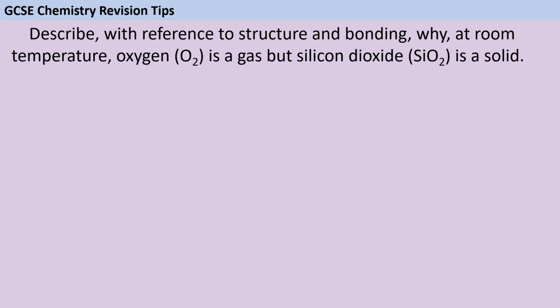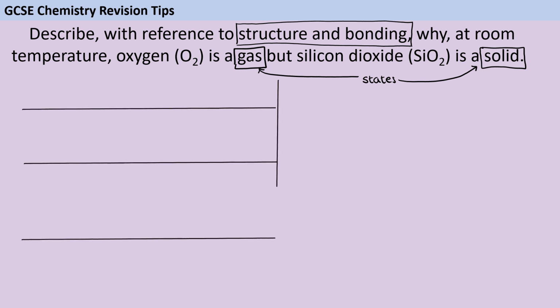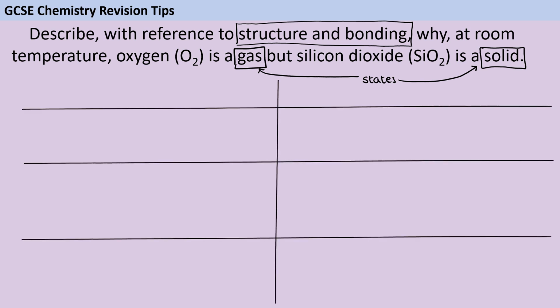And then the second reason is the structure of this. So in this question, we're asked about structure and bonding and why oxygen is a gas and silicon dioxide is a solid, so the states. So we've got basically 6 different things to talk about, and a lot of students don't talk about all 6. So I would immediately be encouraging you to lay out your answer in the form of a table, because that's going to make sure that you actually are discussing both substances and structure and bonding and state.